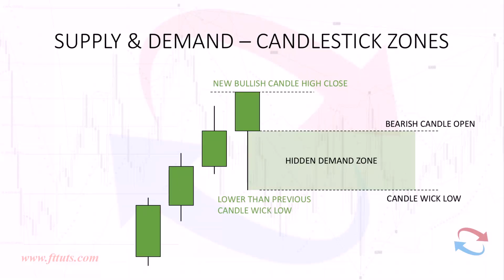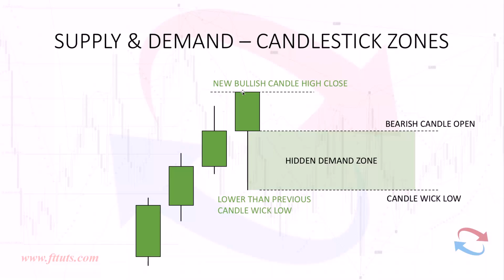We also have something called hidden demand. Hidden demand is identified by this type of sequence, where you have a bullish sequence and then you have this type of candle here. Now this type of candle has a few names. Some people call this an outside candle, or a key reversal candle, or a key continuation candle.